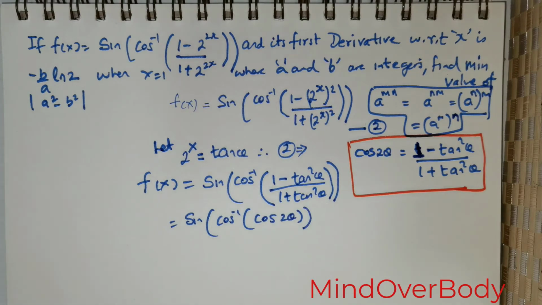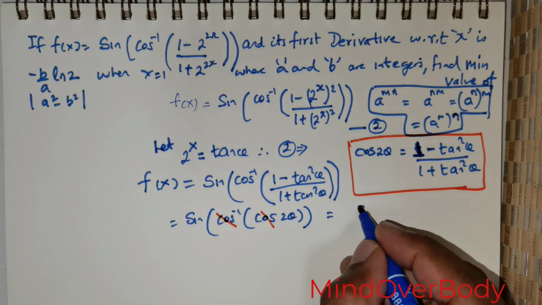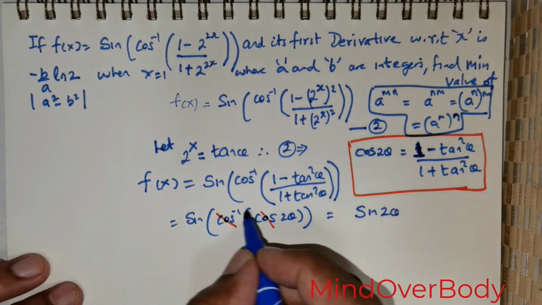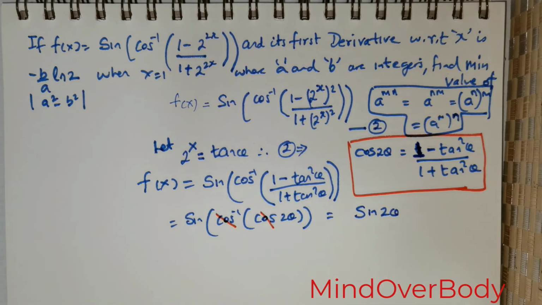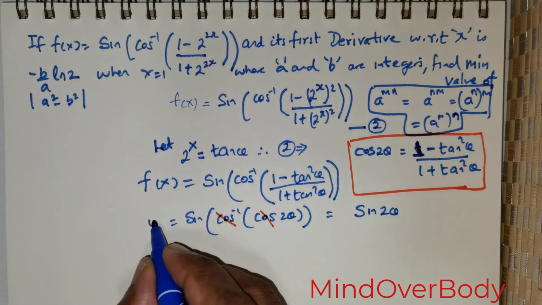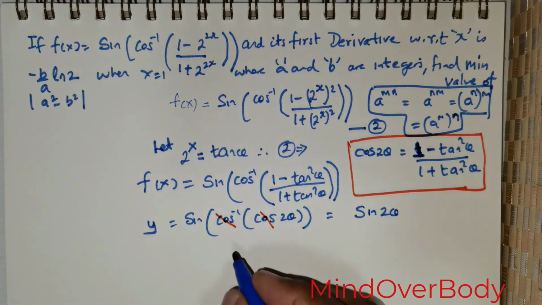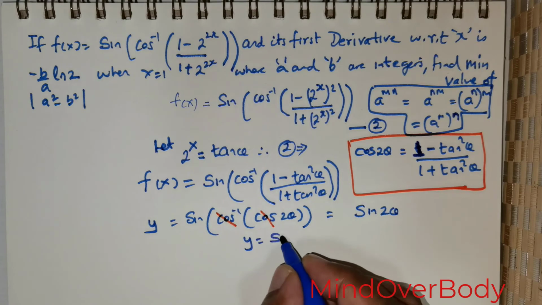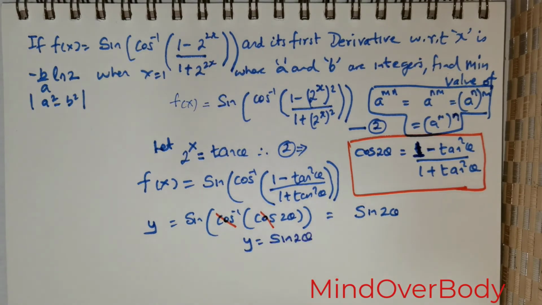So clearly cos inverse and cos can be cancelled, and that would give me sine 2 theta. Now this is f of x, which is nothing but y. So we have y is equal to sine 2 theta.